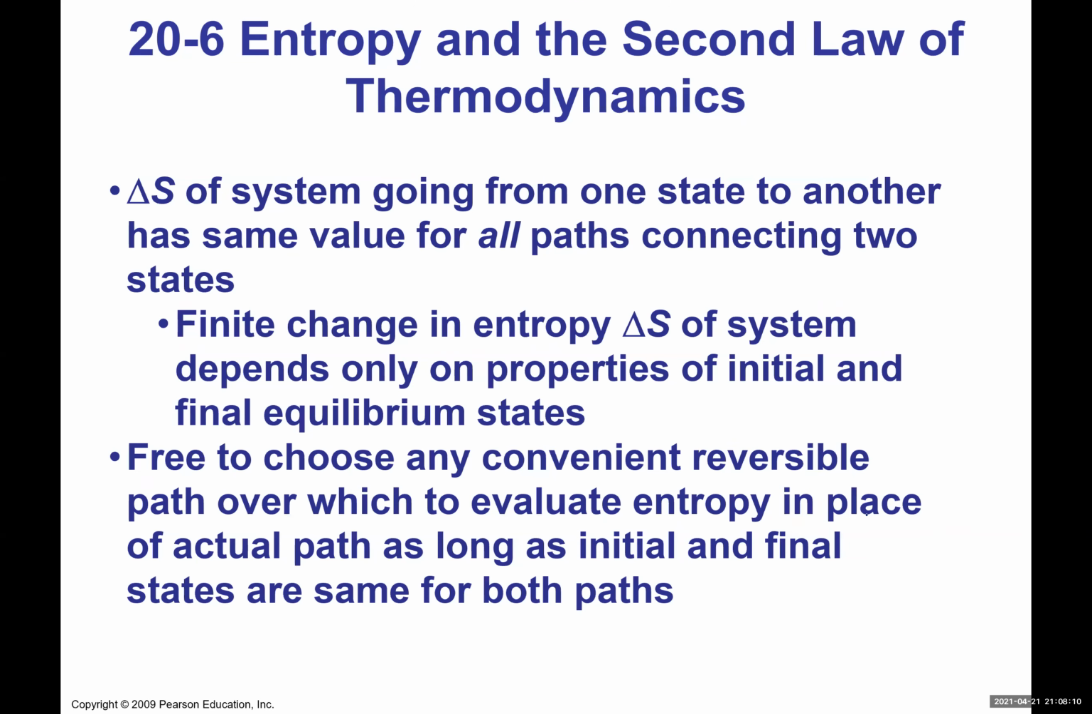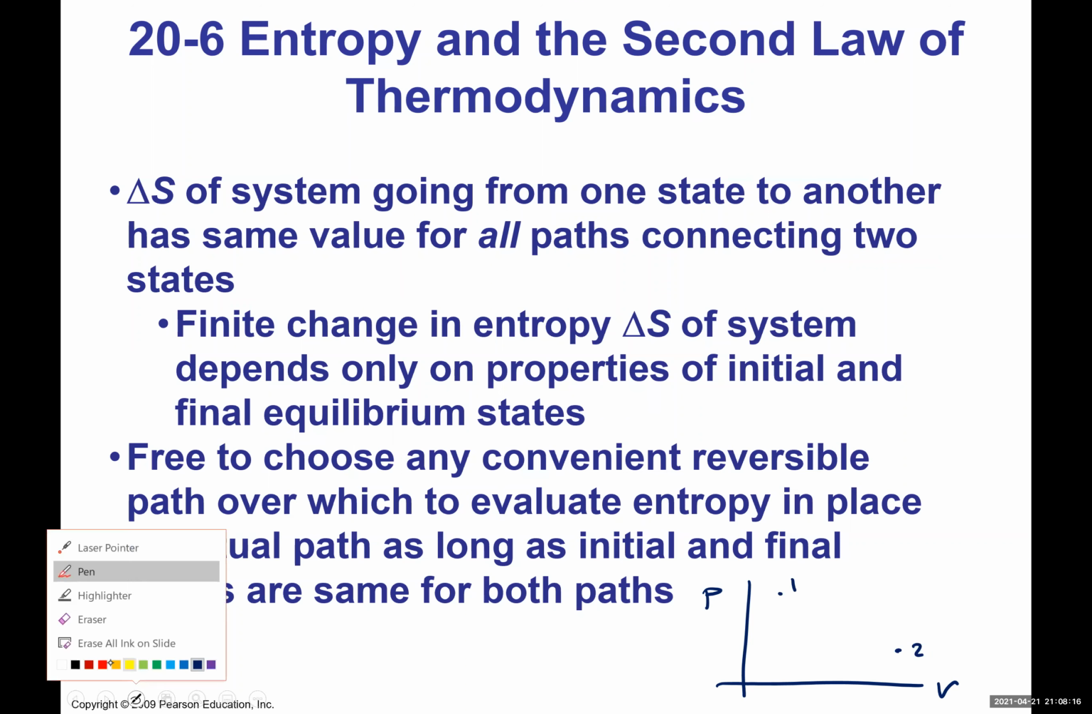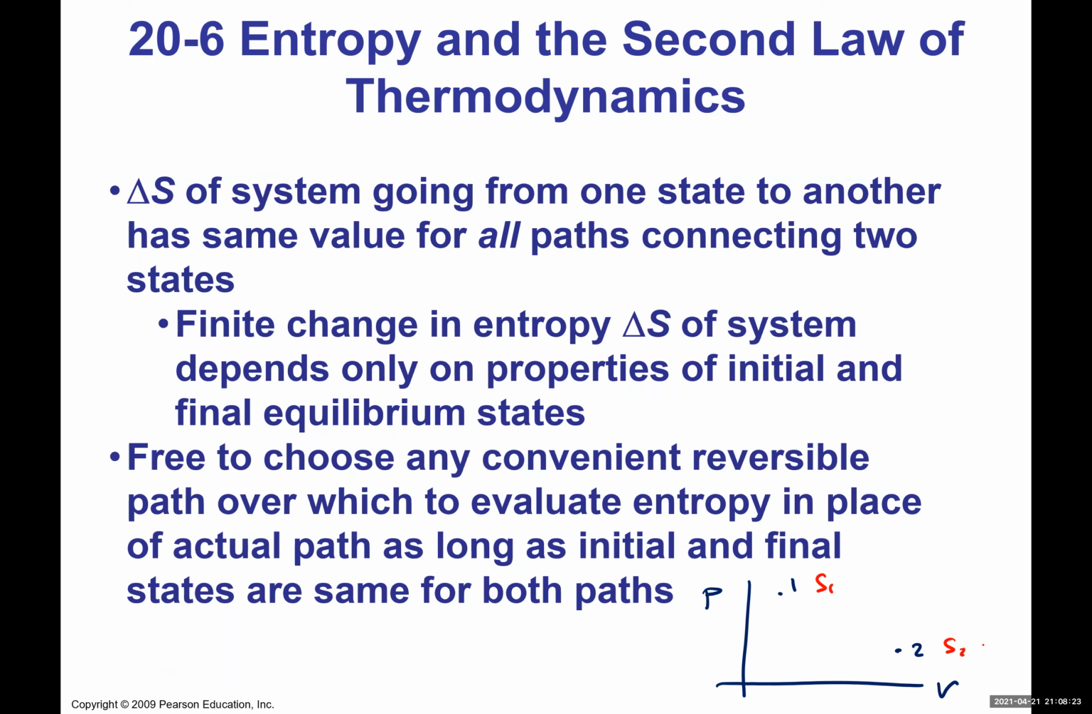What does it mean? It means that if I have a PV diagram, this is my state one, this is my state two, for example. If I look at the entropy at state one, then the entropy at state two, and I look at the change in entropy, this is going to be the same value if I go from one to two taking maybe isovolumetric, then isobaric, or if I take isothermal, or isobaric then isovolumetric, or some random path, it doesn't matter. The change in entropy is exactly the same. So the finite change in entropy delta S of the system depends only on the properties of the initial and final equilibrium states. That means it doesn't depend on the path.